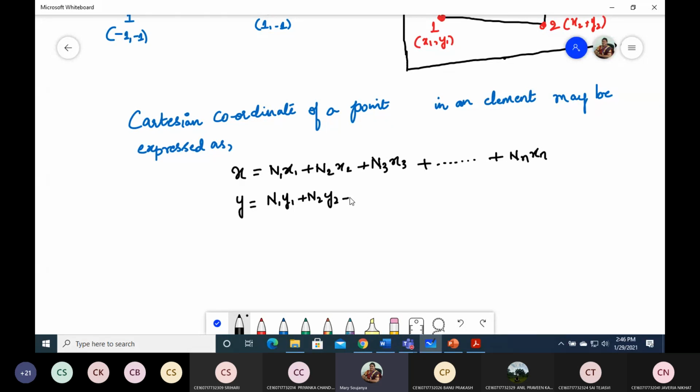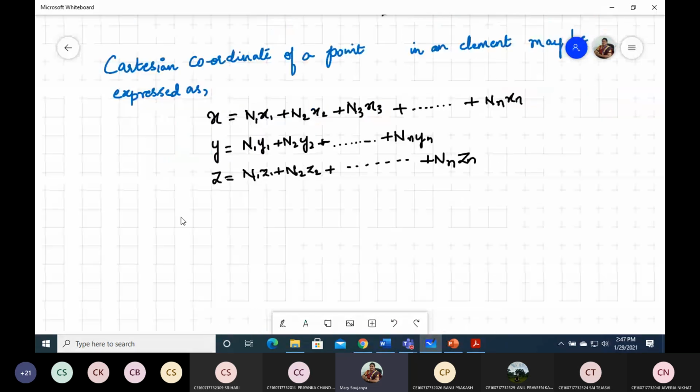If you don't remember this equation, please turn your pages back to deriving shape functions. n n y n. Because we are taking it in the Cartesian coordinate, you can name that as n dash 1, n2 dash or anything, but shape functions are the same. Now if it is only a 2D element, this is the case. If it is a 3D element, we are going to have a z coordinate also. So n1 z1, n2 z2, and so on up to nn zn.